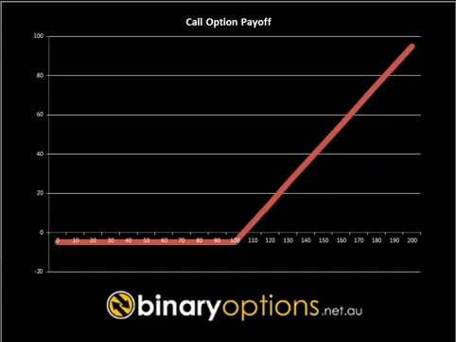Buyers of call options are taking a bullish view on the underlying because the strategy makes money when the underlying goes up. As you can see from the chart, the more the underlying goes up, the more profit to the call option buyer. If the underlying is below the strike price at expiration, the buyer loses his entire premium or his entire investment.